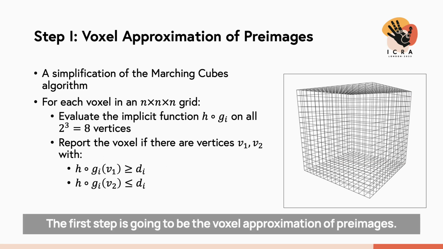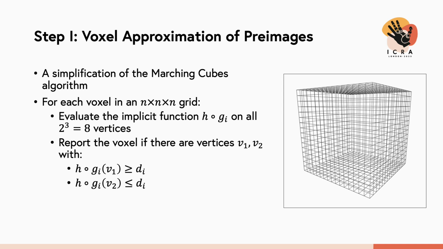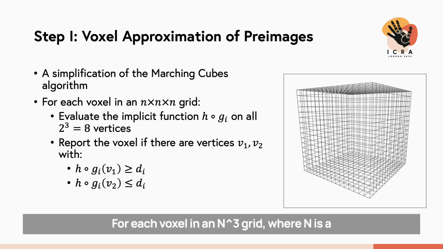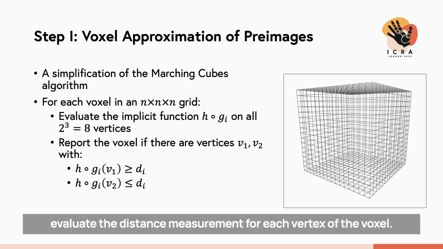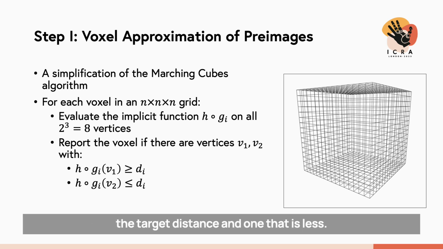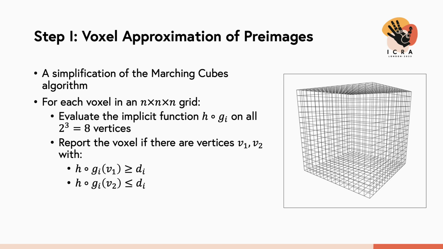The first step is going to be the voxel approximation of preimages. We use a simplified version of the marching cubes algorithm. For each voxel in an n-cubed grid, where n is a parameter controlling the resolution of the grid, we evaluate the distance measurement for each vertex of the voxel and report the voxel if we have 2 vertices, one that measures a distance that is larger than the target distance and one that is less.